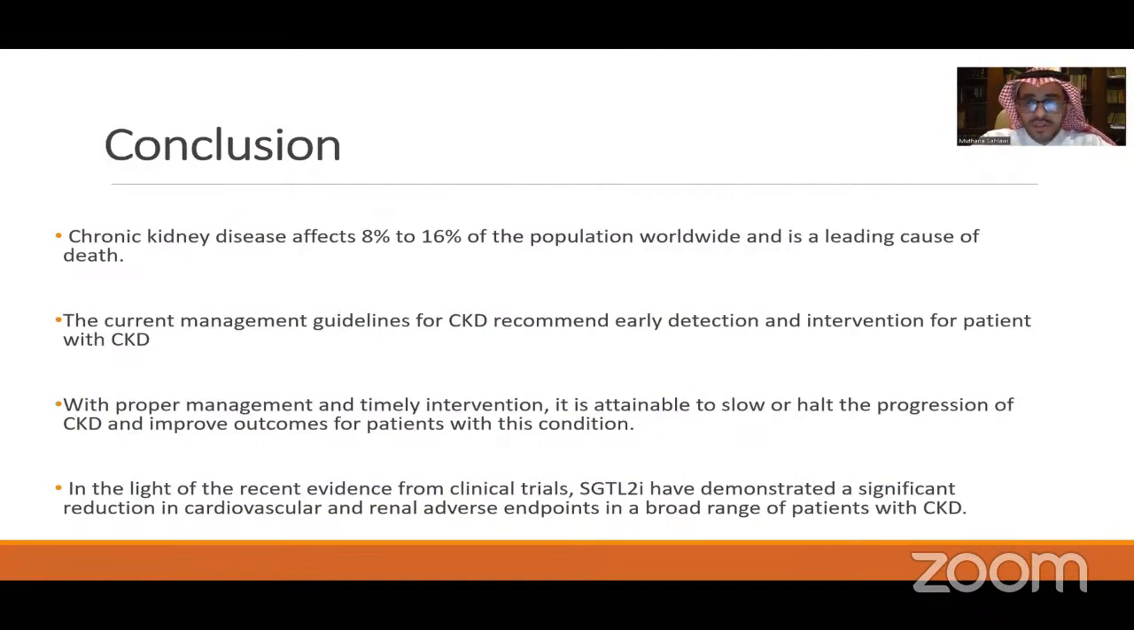So in conclusion, chronic kidney disease is highly prevalent, affecting 8 to 16% of the population worldwide, and is a leading cause of death. The exact prevalence and incidence of CKD is difficult to know because of the asymptomatic nature of the early stages of CKD.